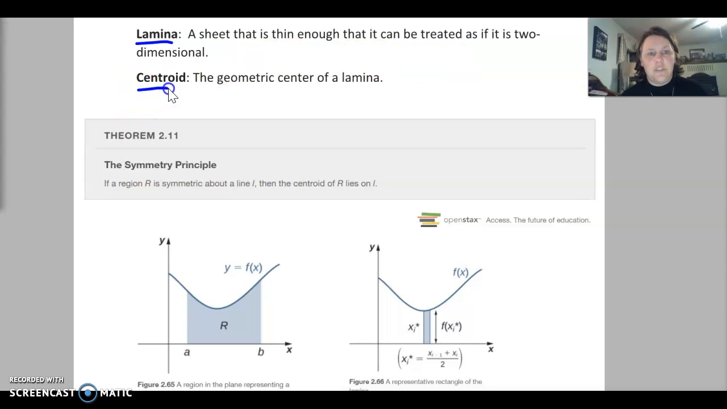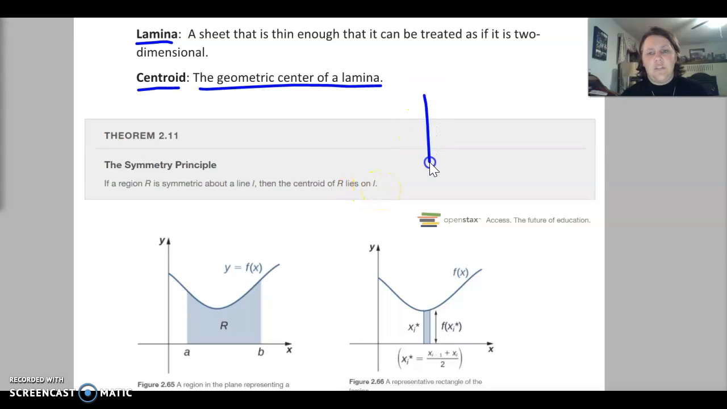Centroid is another word that you will see. Centroid is the geometric center of a lamina. I also threw in this symmetry principle. It is just saying that if we have a region R that is symmetric about a line, I think that's an L, then the centroid of R lies on L.